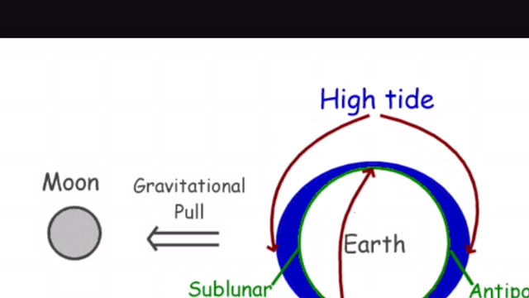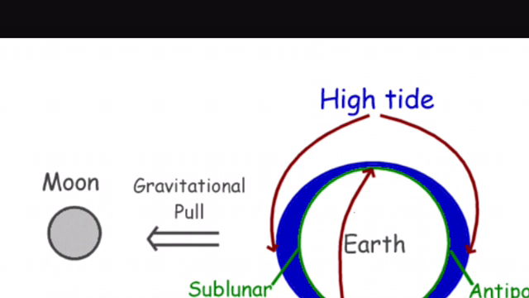The moon causes different high and low tides in the ocean on the Earth. This picture shows us how that happens. When the moon is on one side of the Earth, its gravitational pull causes the high tide. The side of the Earth that the moon is on will experience high tide in the ocean, and the very opposite side of the Earth as well.